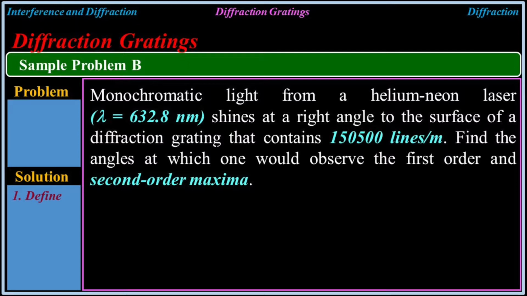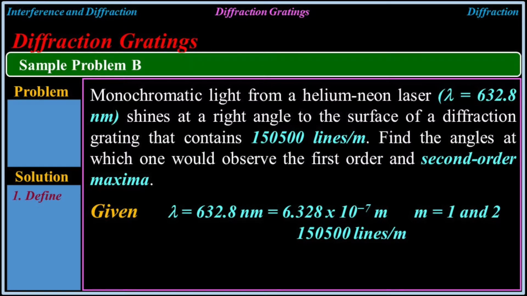Monochromatic light from a helium neon laser, lambda equals 632.8 nanometers, shines at a right angle to the surface of a diffraction grating that contains 150,500 lines per meter. Find the angle at which one would observe the first order and second order maxima. Well, let's write down what we have. We have the lambda converted to meters. We have m equals 1 and 2, and we have the number of lines per meter. We know that the unknowns are angle 1 and angle 2.